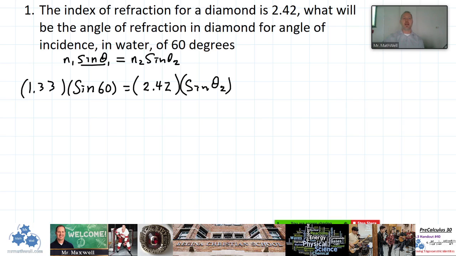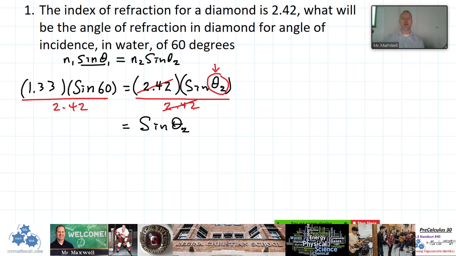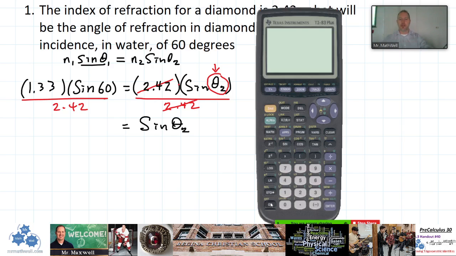So again, now we flip over into your math skills. I want to solve for sine theta 2. First thing we do, we get rid of the 2.42, which is multiplied here. The opposite of that is dividing, so you divide both sides by 2.42. 2.42 divided by 2.42 on this side just equals 1, so it's gone. On my right side, I have sine theta 2. Then this business over here, you can just do on your calculator.